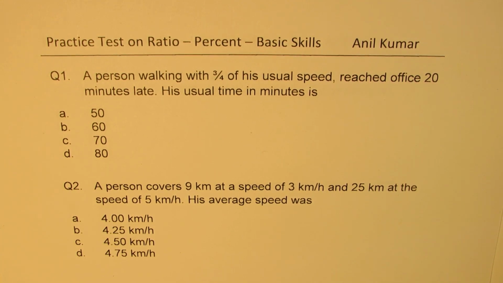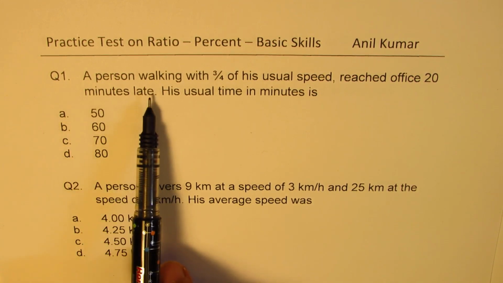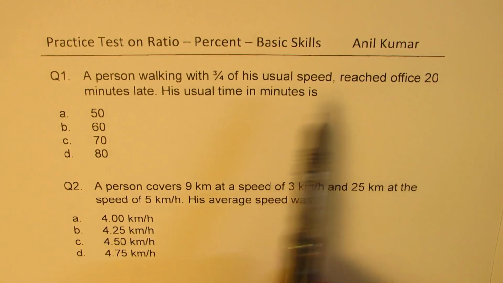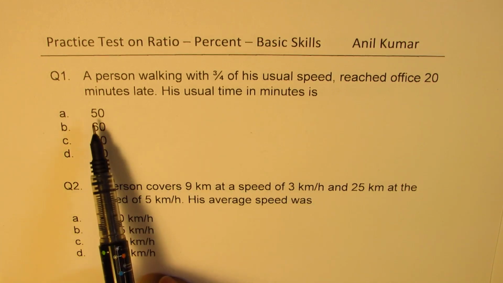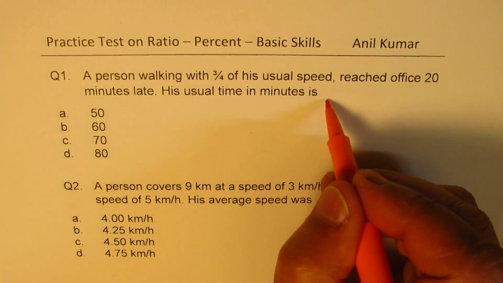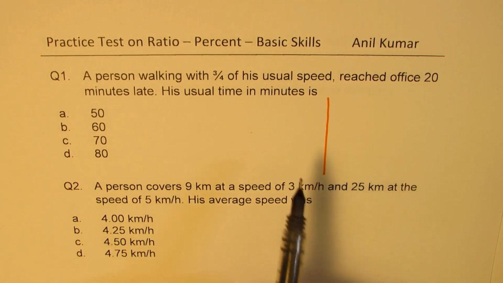Let's begin with the very first one, which is extremely interesting. A person walking with 3/4 of his usual speed reached office 20 minutes late. His usual time in minutes is what? We are given 4 options. You can pause the video, answer this question, and then look into my suggestions. Well, I like to show you the solution of this using 2 different methods.